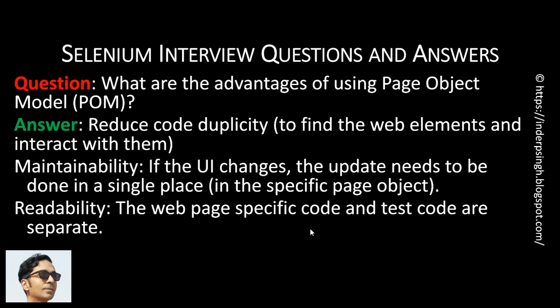Now page object model. What are the advantages of using page object model or POM? It reduces code duplication to find the web elements of the same web page again and again and interact with them. Maintainability, because if the UI changes, the update needs to be done in a single place in the specific page object. And readability, because the web page specific code, locators, etc. and test code are separate.